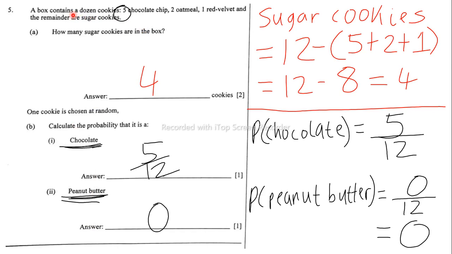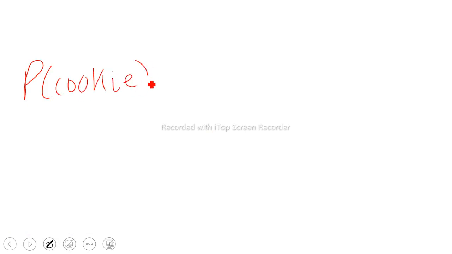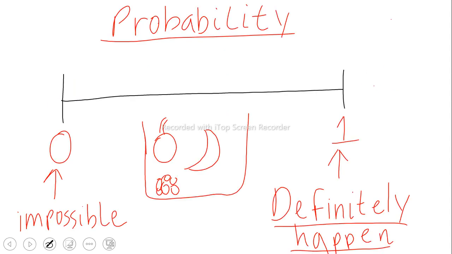So let's do it. The probability of a cookie. How many cookies do we have in the bag? We have 12 cookies in the bag. What do I want? A cookie. So it's 12. What is 12 divided by 12? 1. Very good. So that's what I'm saying. It definitely will happen.